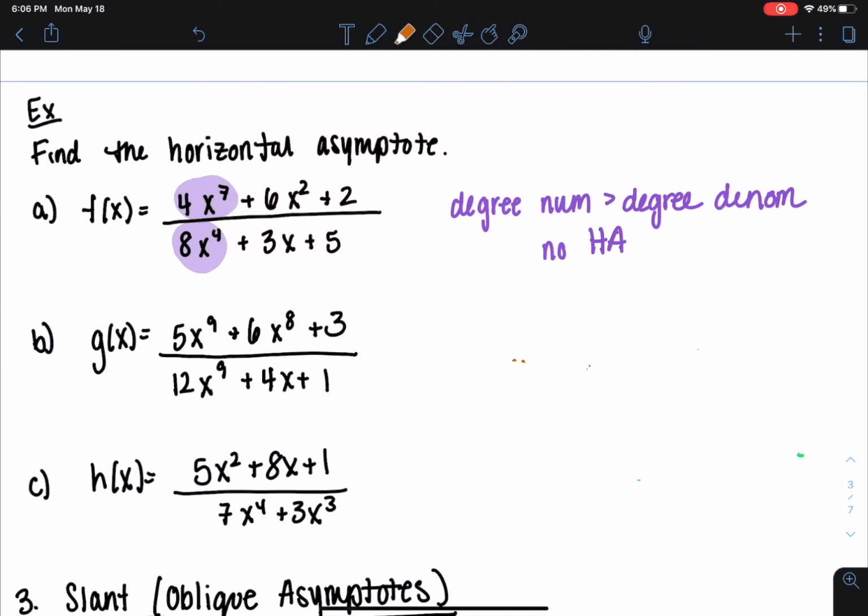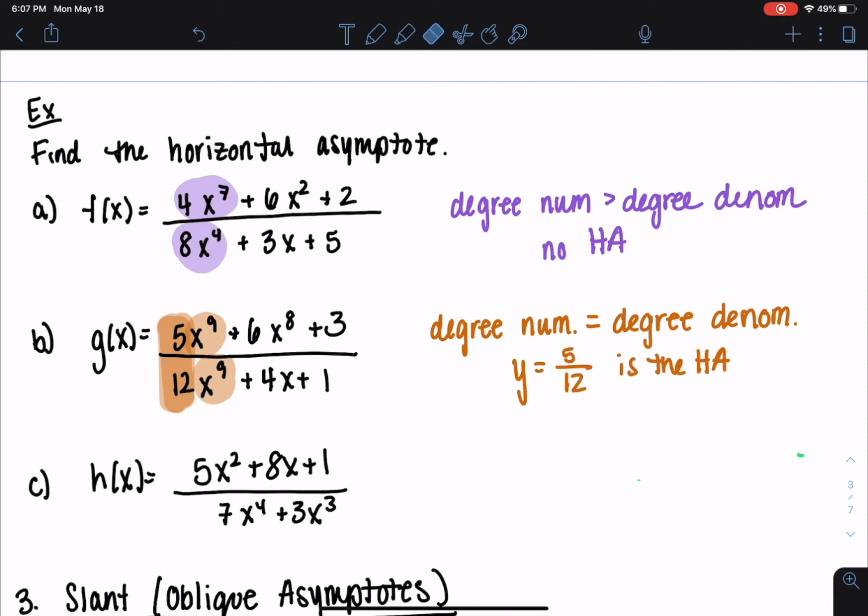If we look at this next one, we've got the 9th power, we've got the 9th power. So the degree of the numerator is exactly the same. So in that case, I'm going to look at the coefficients attached to them. We've got 5 and 12. So the horizontal asymptote is the line y equals 5 over 12. So you just take the coefficient that's attached to it.